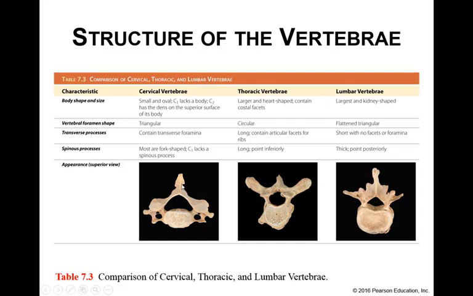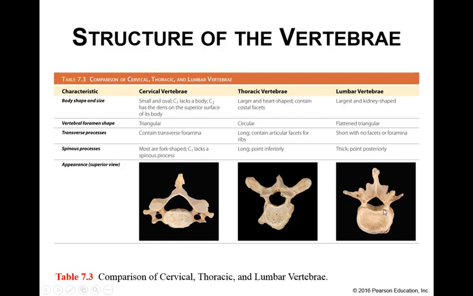C1 doesn't have a spinous process at all. It's shaped a little bit differently than the others. This is your typical thoracic. It's a little bit larger, kind of has a heart shape. The vertebral foramen is circular. They have long articular facets for the ribs, and they also have a pretty long process that points downward.